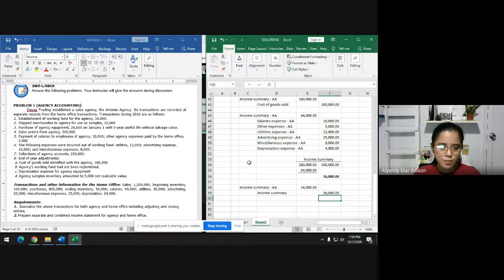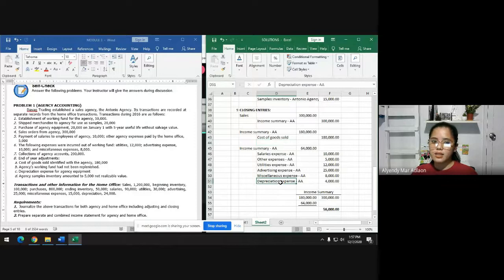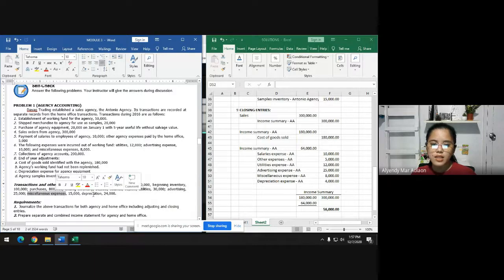So, next question is to prepare separate and combined income statement for agency and home office. The income statement is just like a normal income statement. You start with the sales, of course we combine the sales. Then you have their beginning inventory, purchases, ending inventory. Beginning plus purchases minus ending. Then you have their salaries, utilities, we combine them all, because under the combined, of course, it is for external reporting. Then utilities, advertising, miscellaneous.